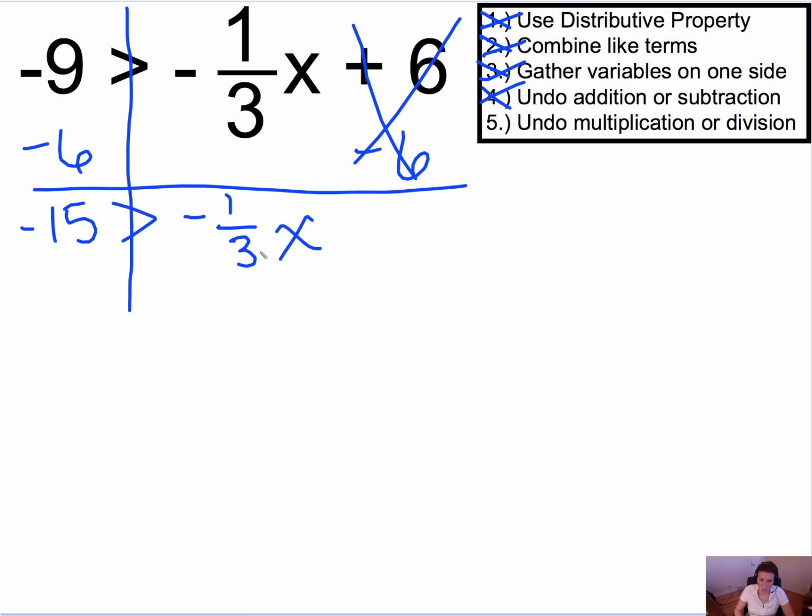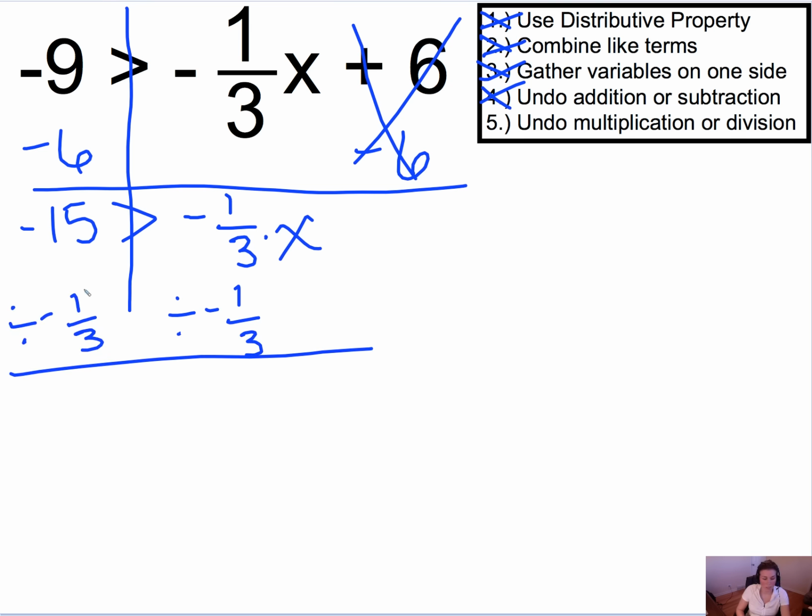Be careful here. Ask yourself, how is the negative 1/3 attached to the x? It's attached with multiplication because when a number is directly next to a letter, it's implied that it's multiplication. So we need to divide by negative 1/3 in order to undo it.